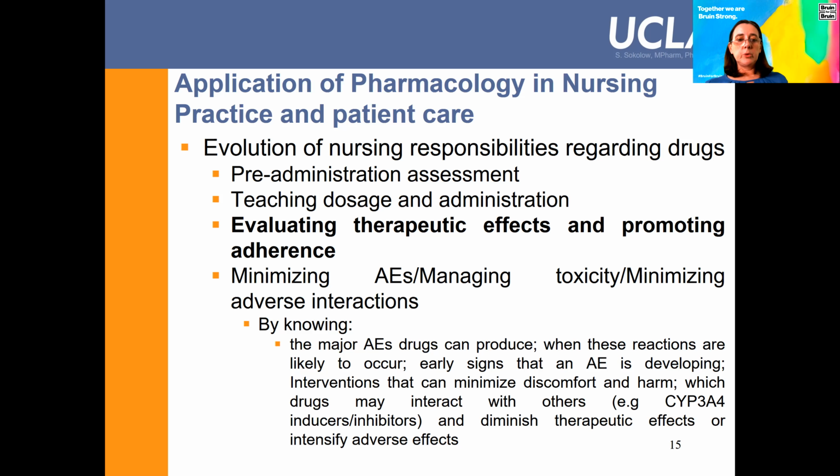And so you have to know those signs of early adverse effect. And you have to know also which drugs may interact with each other. We'll talk later about CYP interaction, so the cytochrome P450 interaction, the inducers and the inhibitors. I'm not going to go into detail right now, but we'll have a module about that. And then also look for diminished therapeutic effect or intensified adverse effect based on those drug interactions.